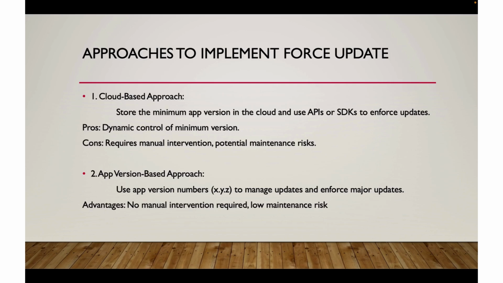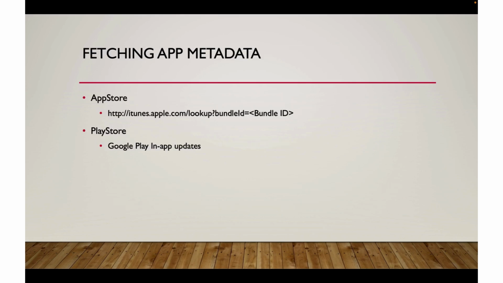The main advantage of this approach is that it is a very low or no risk approach and there is no manual intervention. To fetch the latest version available in the App Store or Play Store, we have several ways. For the App Store, iTunes provides a public API. If you pass the bundle ID, it will give you the metadata of the application, which contains the latest version of the application. Whereas for the Play Store on Android, there is the Google Play in-app updates SDK, which will fetch the latest version of the application.